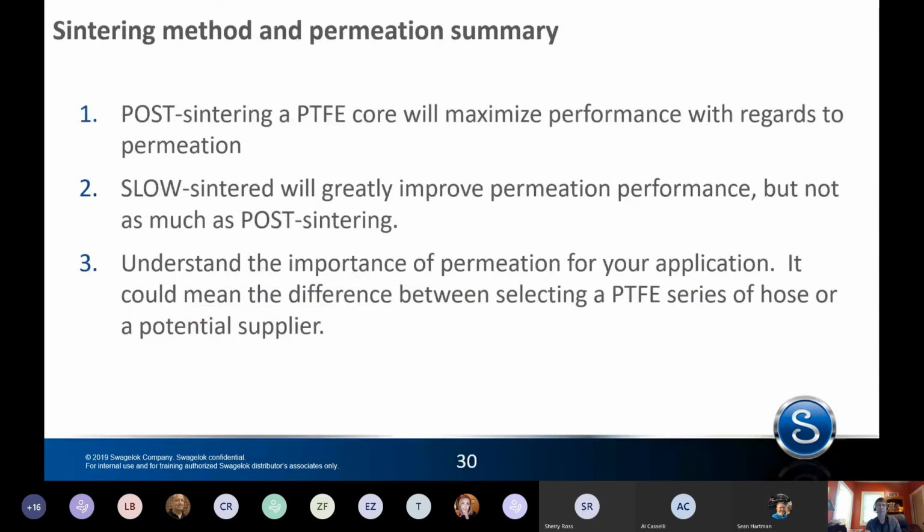So again, to summarize, a post-sintered hose will maximize the performance but be the most costly at the same time. A slow sintered hose will have a significant improvement and be in the middle in cost. When selecting between these, you need to understand how important it is. Is it just air running through the hose? It probably doesn't matter if air permeates, I would imagine. But in a lot of cases, it's critical to understand how much permeation is going to matter cost-wise or safety-wise. And always ask how that hose is made. Is it slow sintered, post-sintered, or is it not even sintered, which would be the worst?